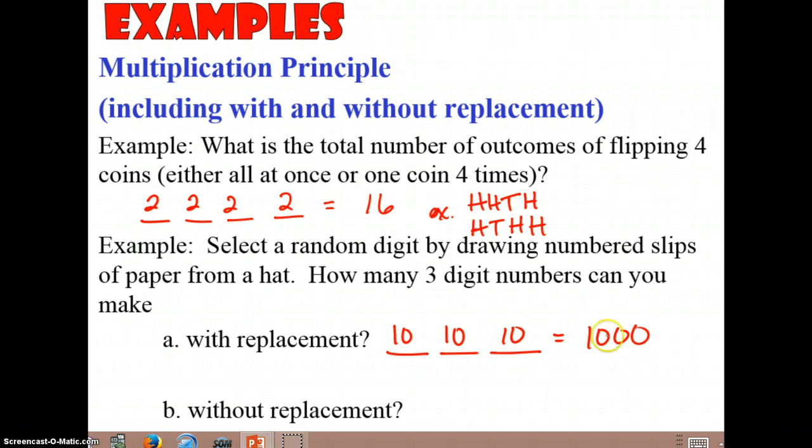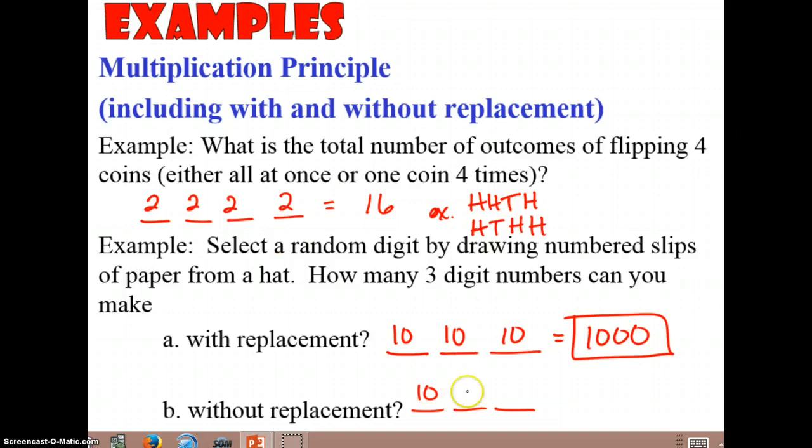Okay, so there are 1,000 ways you can do that. So without replacement, still 3 different numbers. Pull out the first piece of paper. There are 10 different possibilities for what that could be, but this time you're going to set it aside.